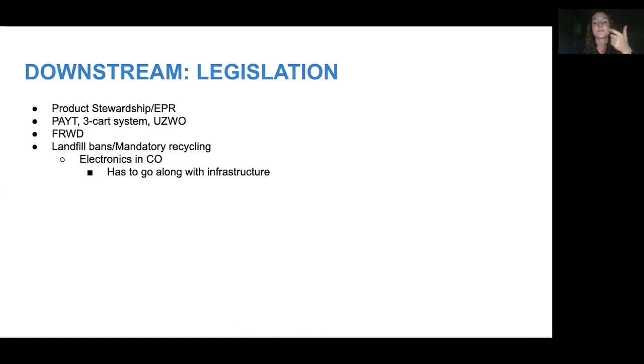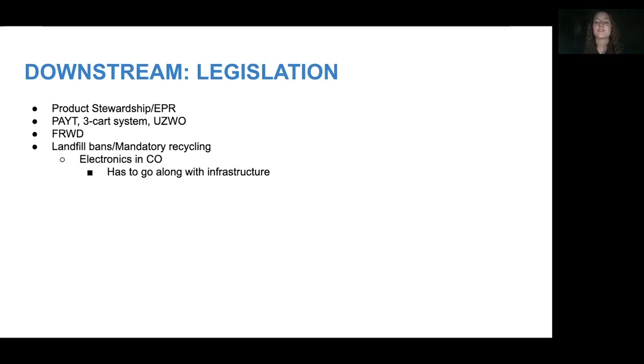So usually electronics, batteries, tires, and things like that are banned from being landfilled. But it is crucial that you have infrastructure for accessible proper disposal. So in Colorado, we have a landfill ban on electronics, but again, you have to pay to recycle electronics responsibly, so that's not the most equitable solution, and the onus is on the consumer, not the producer. So if we don't have extended producer responsibility, we should have both.